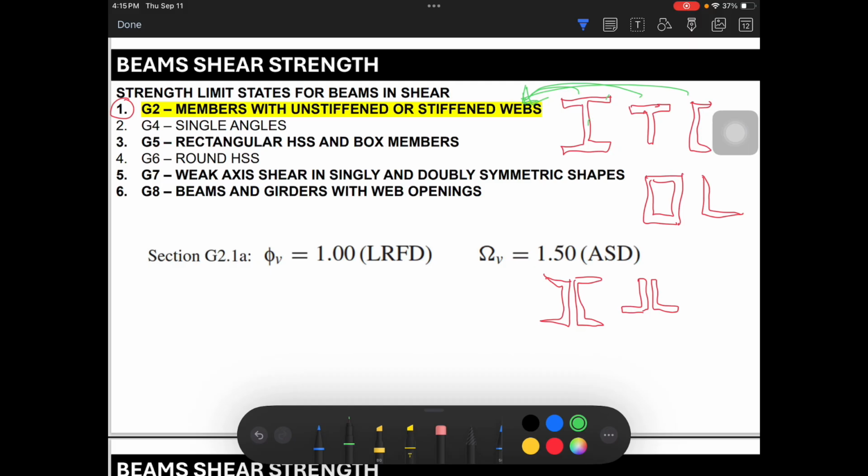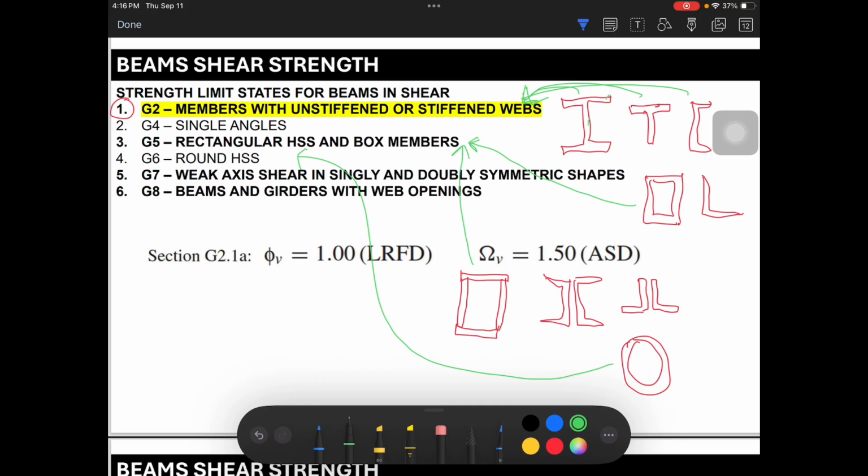How about HSS? Mga box members dito. So, kunwari, meron din mga box members, yung mga built up na box shape. So, kung may 4 kang plate, pwede kang mag-build up ng isang beam na ganyan. So, ang mga build up, dito rin, basta ganito ang shape niya, box shape siya. So, dito list sila sa G5. So, round HSS, syempre, yung round na ganyan. Sa G6 sila. And then, sa single angle, meron siyang sarili, G4.